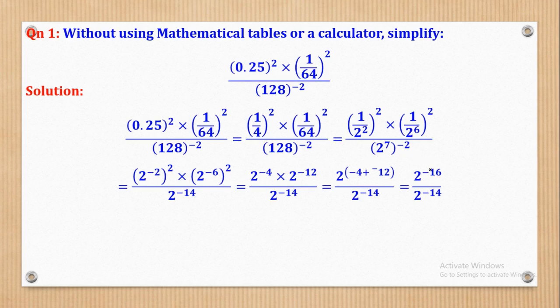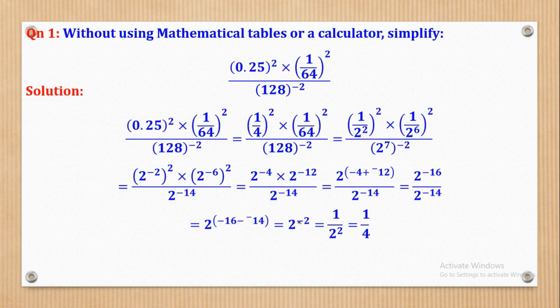Now from there, we shall use the rule for division. The rule for division says the index of the divisor is subtracted from the index of the dividend. Therefore, it will be negative 16 minus negative 14. Now this minus and minus gives you positive. Therefore, negative 16 plus 14 is negative 2. That is why you see here negative 2.